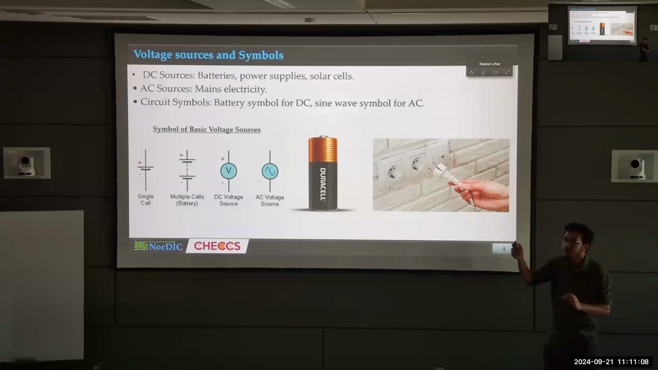So if you have a 9-volt battery or 3-volt battery, you will know it will always create a 3-volt voltage difference. And that is constant throughout the time. It will remain as a 3-volt. But what about the voltage sources that we use for our appliances typically?